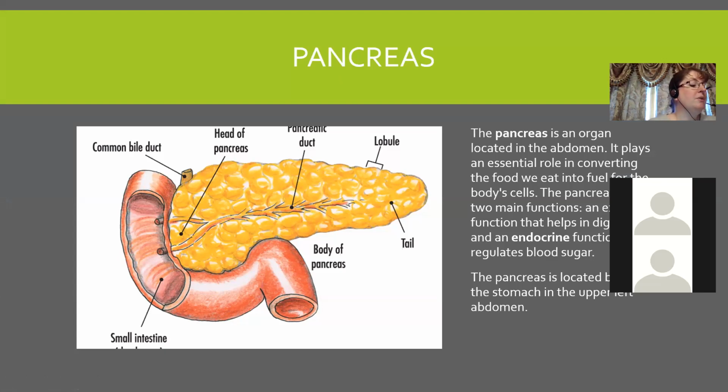So the pancreas is an organ that's located in the abdomen as well. It plays an essential role in converting the food that we eat into fuel for our body's cells. So the pancreas has two main functions. It has an endocrine and an exocrine function. The exocrine function is the one that helps to digest foods, and the endocrine function helps to regulate our blood sugar. The pancreas is located behind the stomach in the upper left abdomen. So remember, everything else we just talked about was upper right, so now we're on the opposite side.